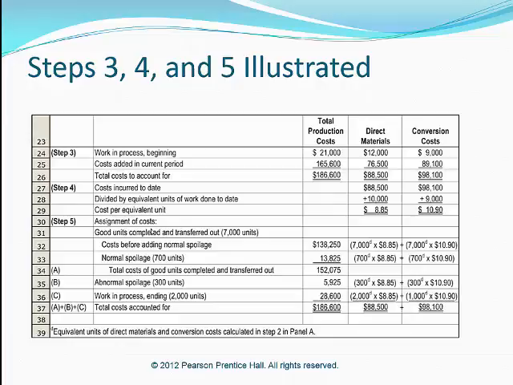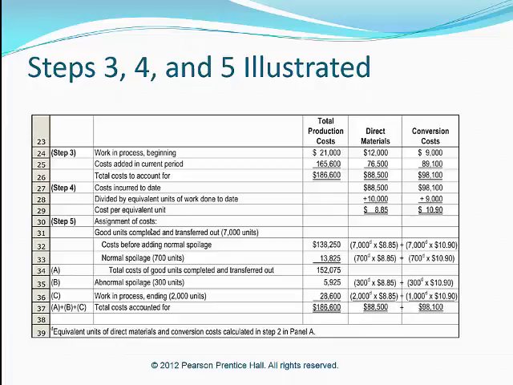If we take the 13,825 for the normal spoilage cost and add it to our 7,000 good units cost of 138,250, we get a total number of 152,075. And that's the number that we would move from this work in process account either into another work in process account or into finished goods inventory, depending on what we're doing at our facility.